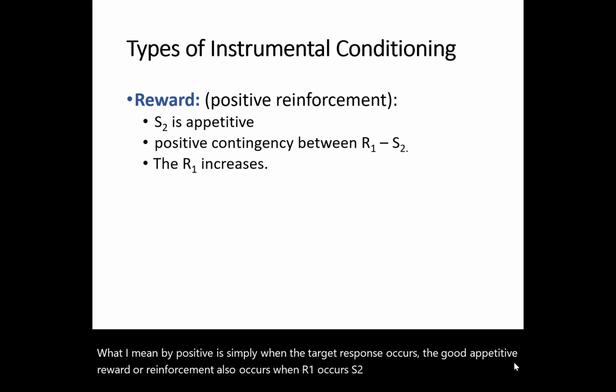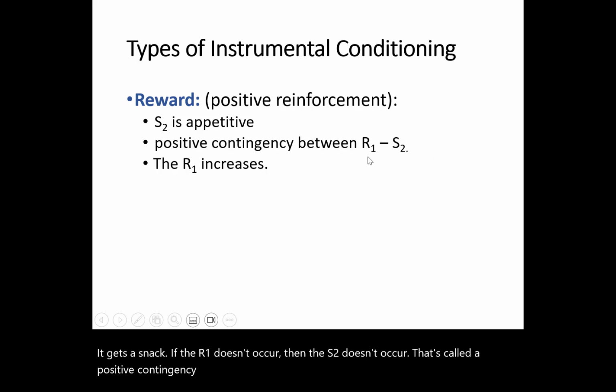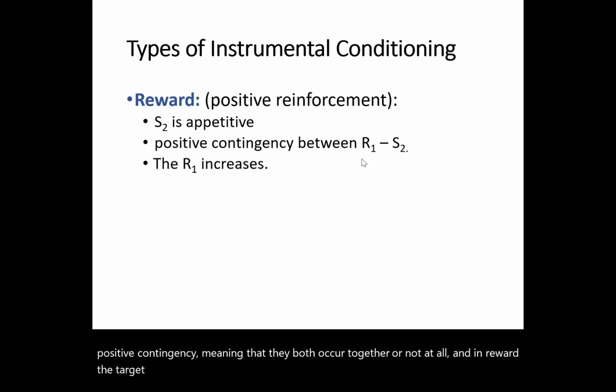I tell a dog to sit. If it sits, it gets a snack. If the R1 doesn't occur, then the S2 doesn't occur. That's called a positive contingency, meaning that they both occur together or not at all. And in reward, the target response tends to increase. The animal tends to, in the future, sit when I say sit.